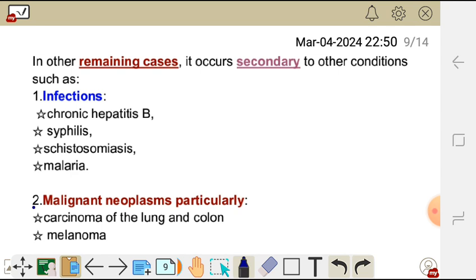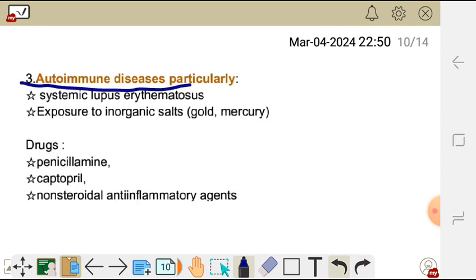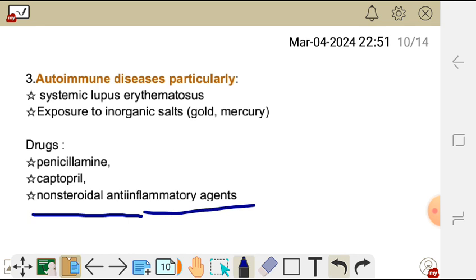Then apart from that, we also have malignant neoplasms, particularly we are talking about carcinomas of the lung and colon. We also have melanoma. Okay, so these also can lead to membranous nephropathy. Apart from this, we also have autoimmune diseases, and we have drugs such as penicillamine and captopril, and non-steroidal anti-inflammatory agents. So these drugs, the NSAIDs, can also cause membranous nephropathy.